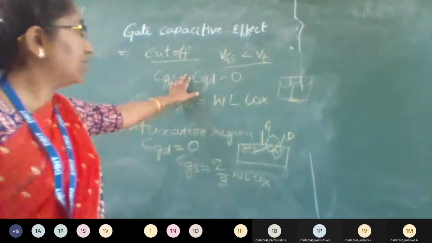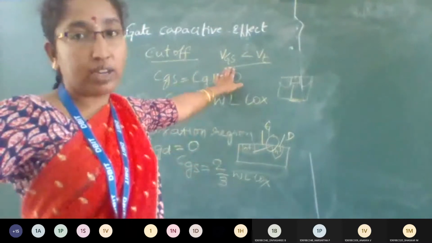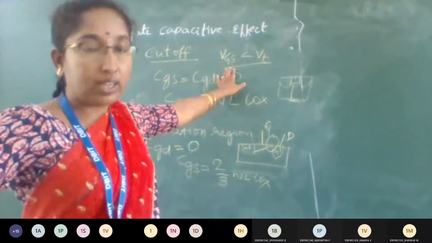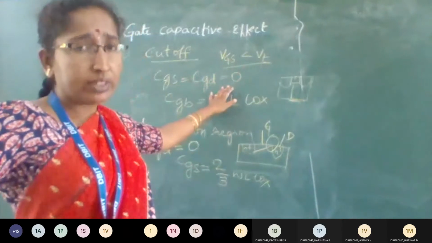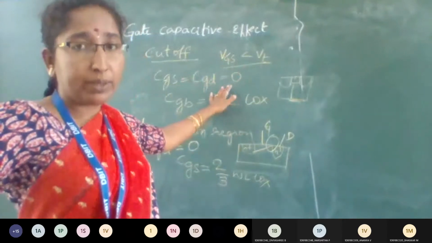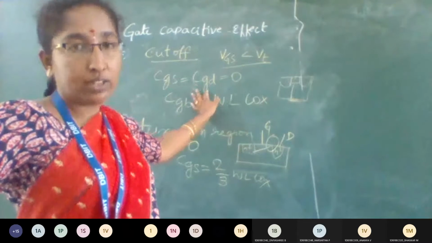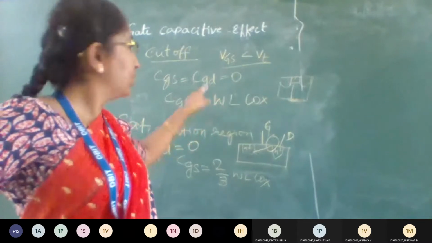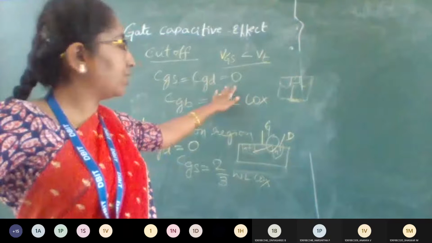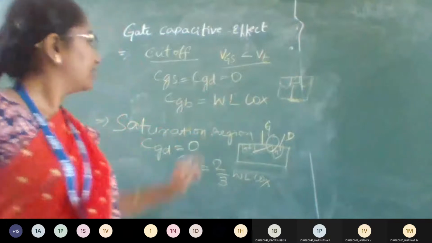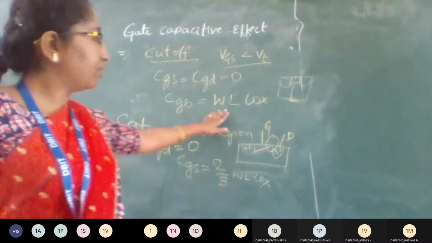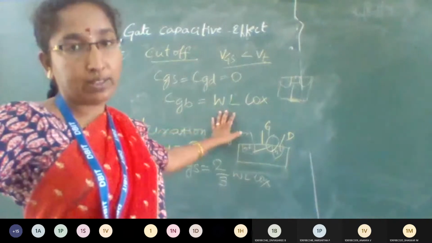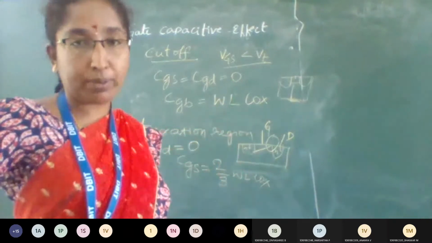In cutoff region, because it has not reached threshold voltage, VGS is still less than VT. So no channel forms. There is no capacitance between the source and the drain. So CGS is equal to CGD is equal to 0. But gate body capacitance will be there, it will be WL into COX. So these formulas you have to remember.